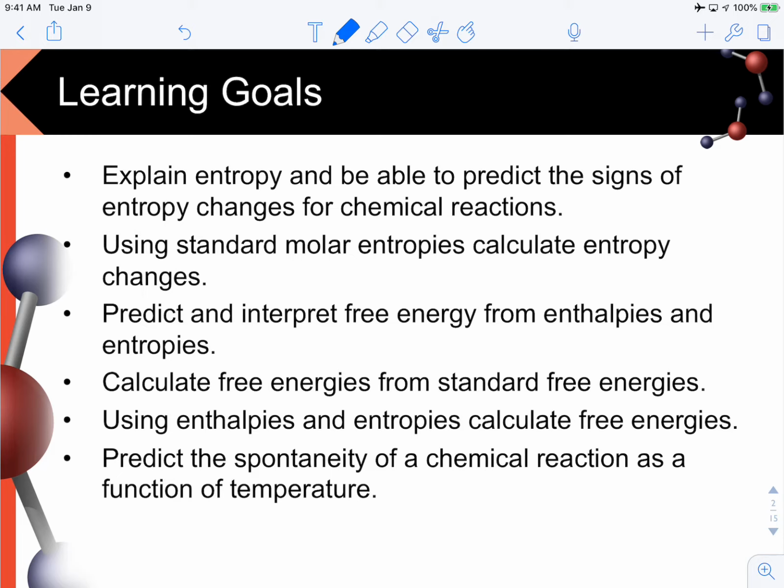So some of the learning goals in this chapter, make sure you can accomplish these by the end of the chapter. We'll be introducing the concept of entropy. You'll need to understand it conceptually and also be able to make calculations. The other major concept is free energy, and this is hugely important, one of the single most important concepts in all of general chemistry. We'll be doing calculations with it. You'll also need to understand it conceptually.